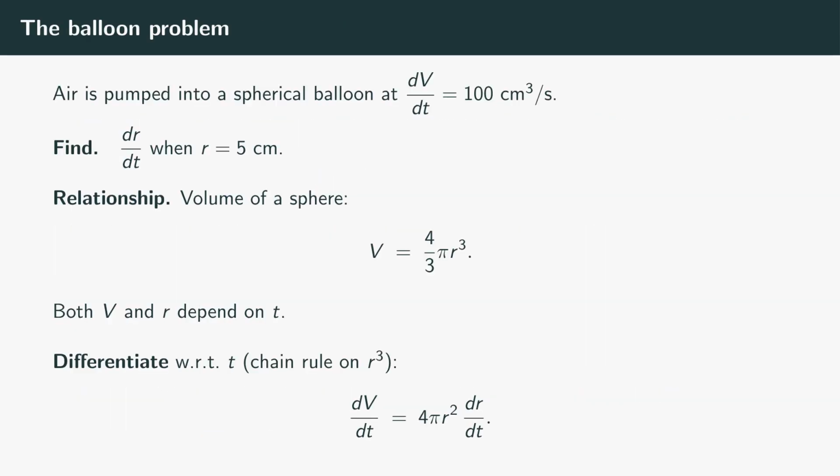Second example, a spherical balloon is being inflated. Air pumps in at a steady 100 cubic centimeters per second. So the derivative of v with respect to t equals 100. The question, how fast is the radius growing at the moment when the radius is 5 centimeters?